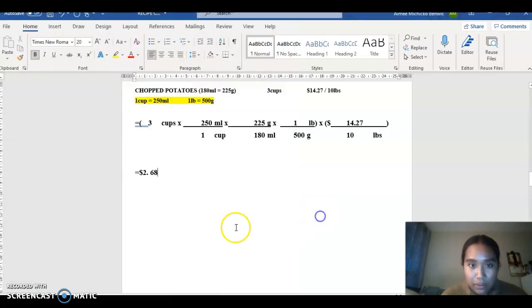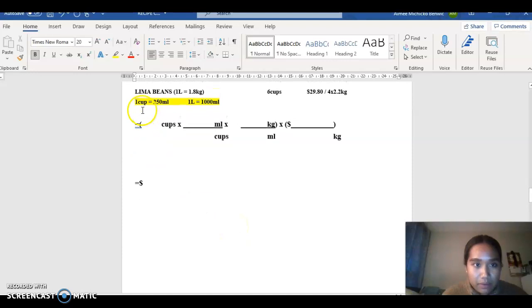So next ingredient, the lima beans. So I have 6 cups, and there's 250 ml in 1 cup again, and in 1 kilogram there's 1.8, as the weight equivalency says, 1.8 kilograms per liter. So the liter, we need ml here, so we convert the liter into milliliter. So in 1 liter there's 1000 ml. So let's put them in here. So the unit matches, so we can move forward.